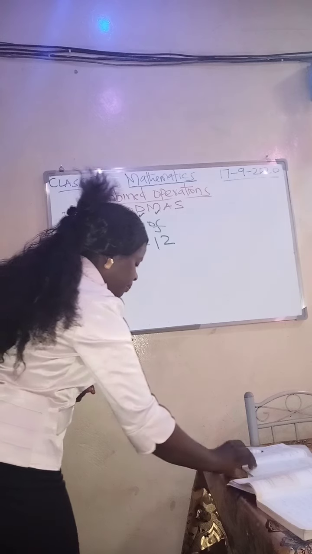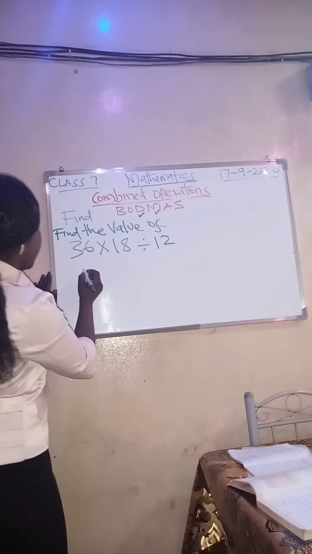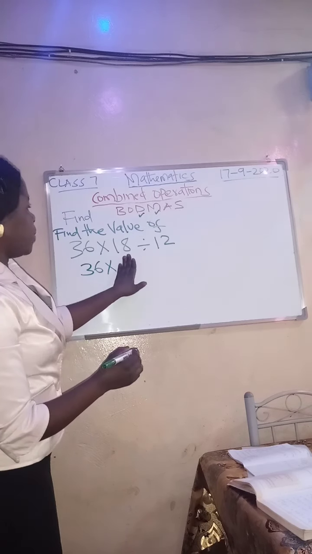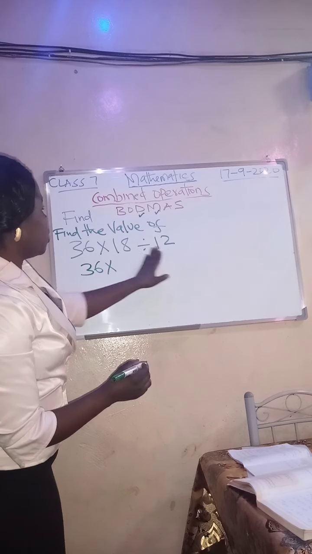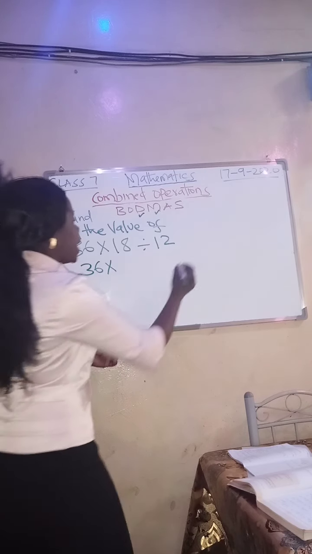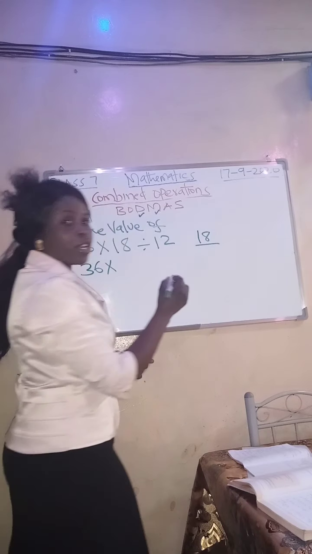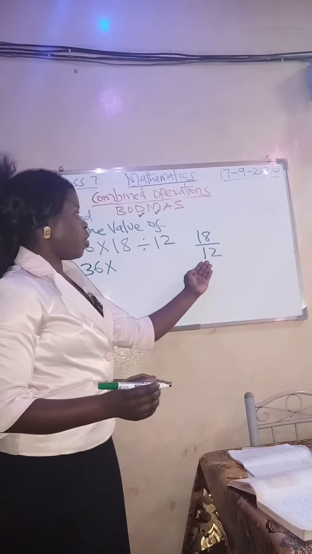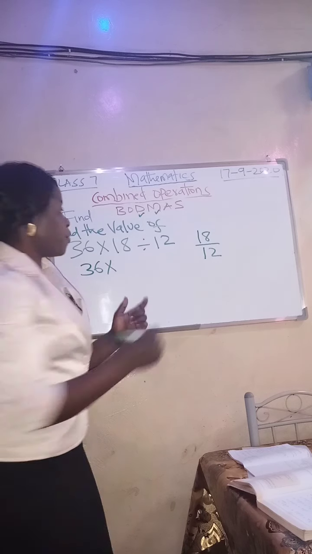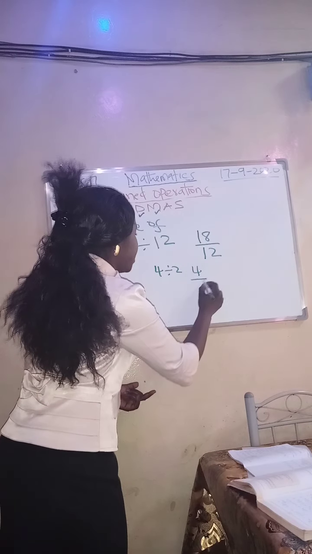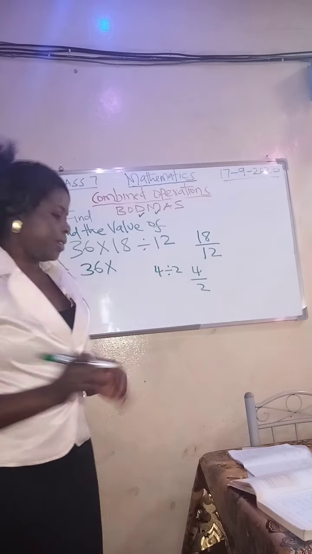Very good. So let's look at this. What will we say? The first thing to do here, we write our 36 first and put our times there. And we want to deal with 18 divided by 12 first. Now, 18 divided by 12, by now I think you know, we can also write it as 18 over 12. That's another sign of division. This one, 18 divided by 12, and this one, 18 over 12, mean the same thing, okay? So if you find a number written like 4 divided by 2, another way of writing that is 4 over 2. They mean the same thing. So that's what we are going to do here.